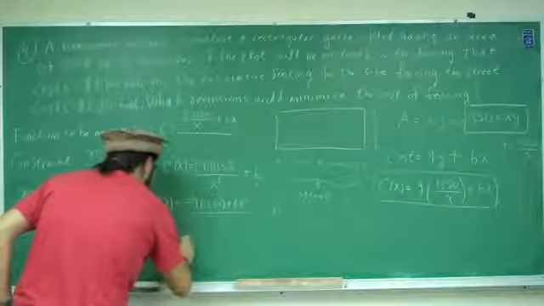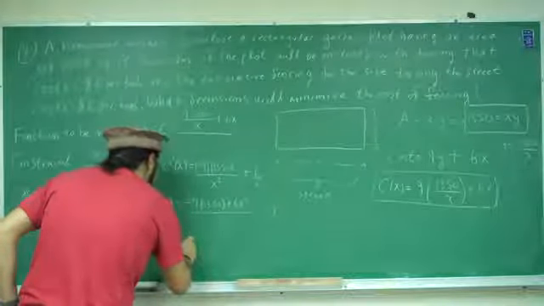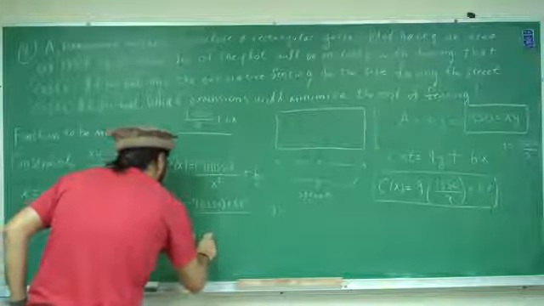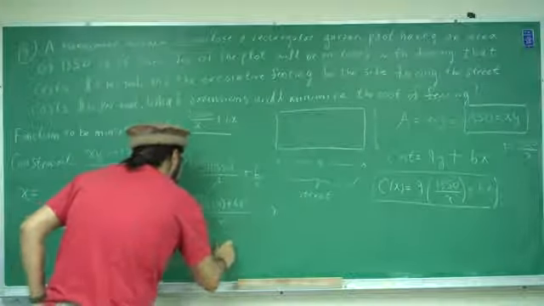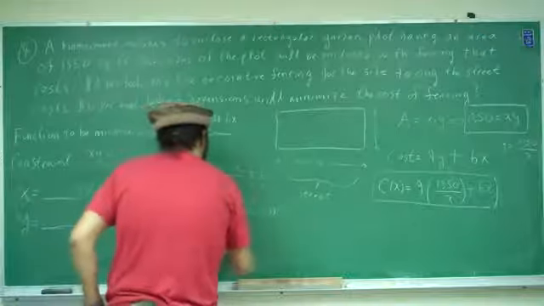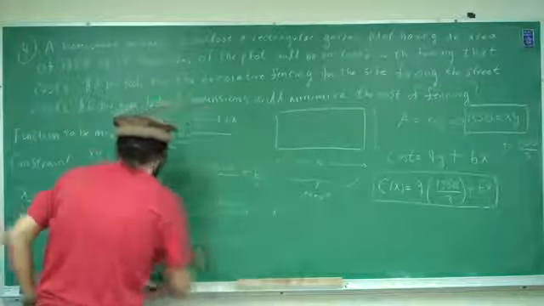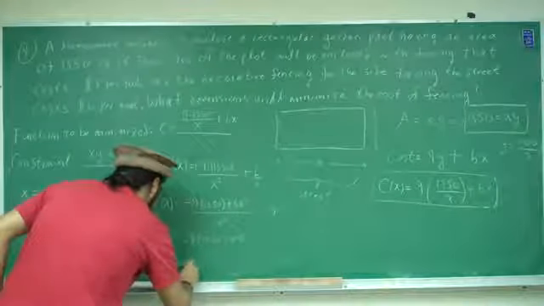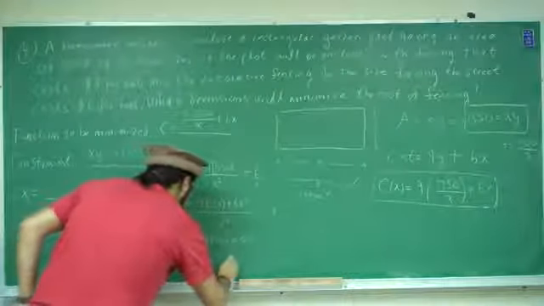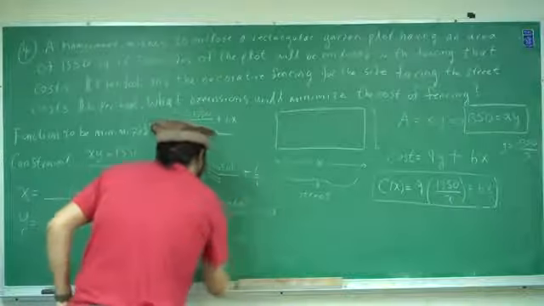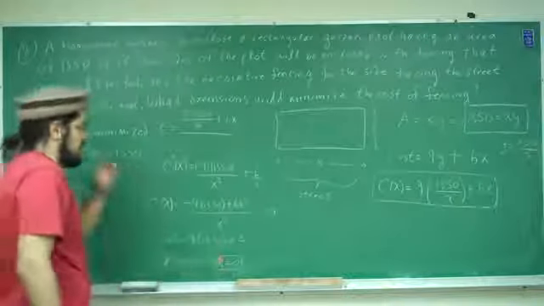6x squared minus 9 times 1350 equal to 0. And we get that x squared is equal to 0. Let's write that here. x squared is equal to 0, so this implies that x is equal to 0. So we have this possible critical point.